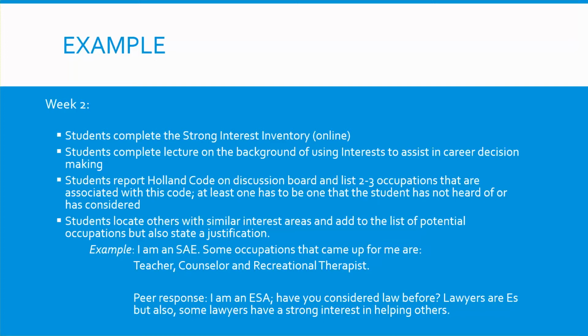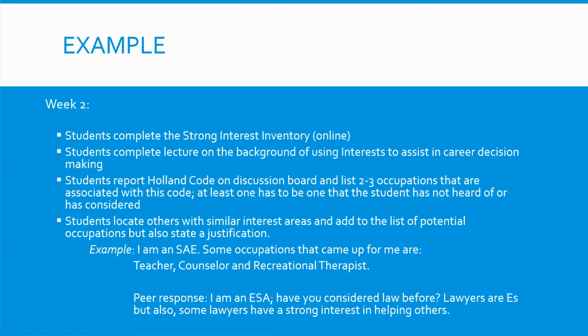Next, students will report on their personal Holland codes, which have resulted from the Strong Interest Inventory, on the discussion board. So this is where things take a variance from the face-to-face courses. In a face-to-face course, this would be discussed in the classroom verbally, whereas online, students are discussing things in print and communicating with each other via a discussion board.